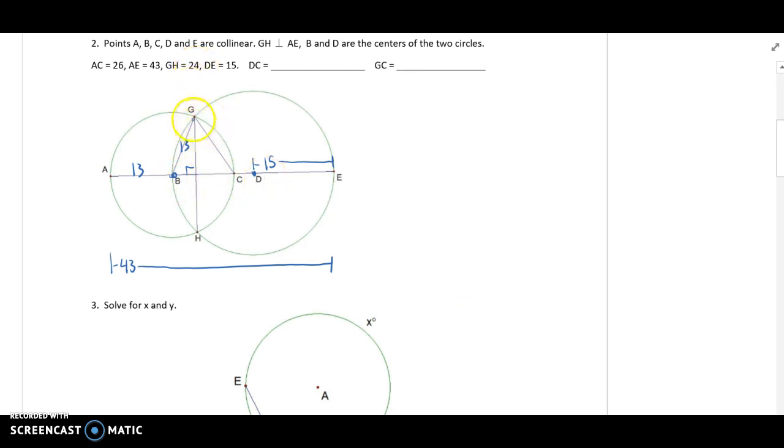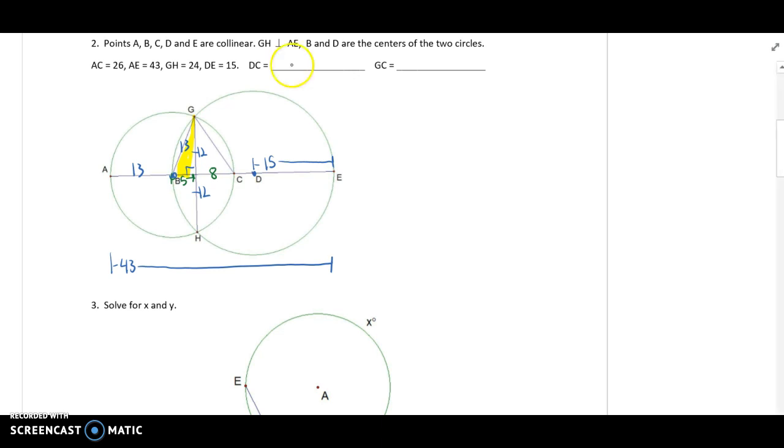We can get into that a little bit more later. GH is 24. So since this chord is 24 and it's perpendicular to a diameter, that means it's also being bisected. 24 divided by 2 means that each of these lengths is going to be 12. And we can use this to start solving some of our problem now. In this triangle, we have a right triangle. If we use Pythagorean theorem, this length comes out to 5. So from B to that point is 5. The entire length of BC is a radius, so 13 minus 5 means that this much of the segment is going to be 8.